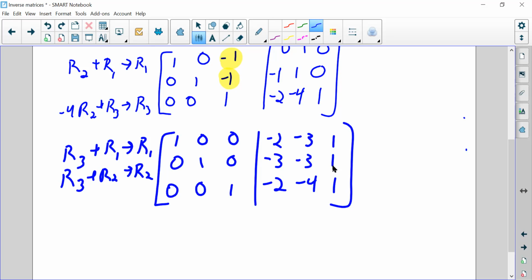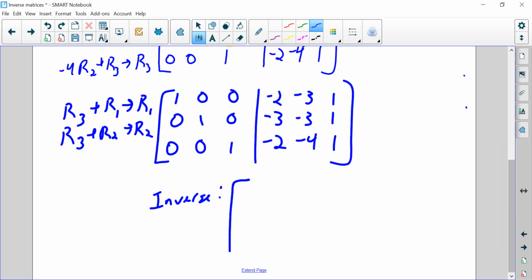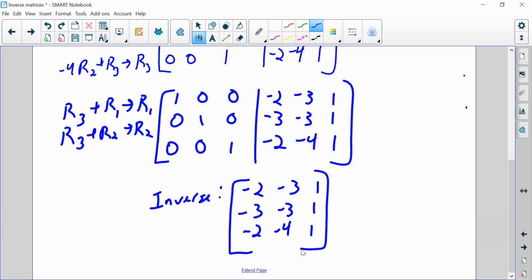So therefore, I have my identity matrix over here. So my inverse is equal to -2, -3, 1, -3, -3, 1, -2, -4, 1. And there's my solution using this augmented matrices with row reduction, elementary row reduction. Okay, go to Canvas, work the first 3 problems.